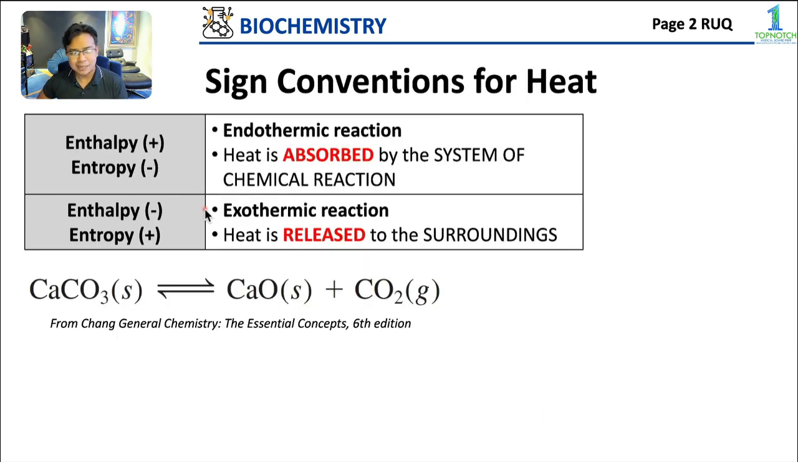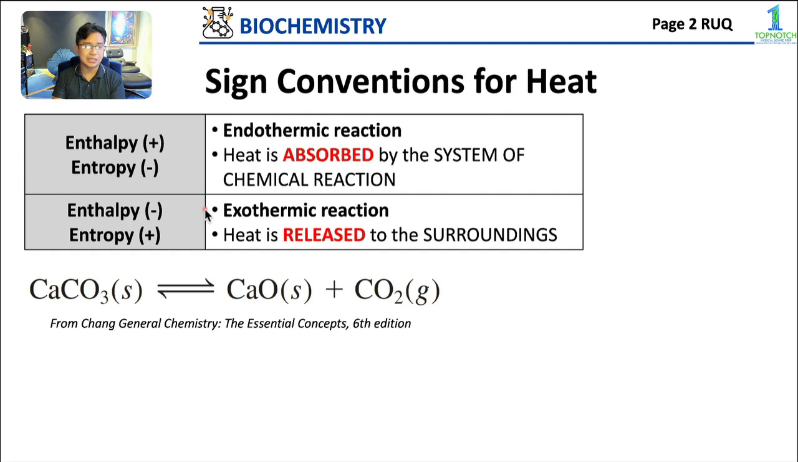Now, to understand better your heat transfer methods, you have to know the sign conventions. For an endothermic reaction, enthalpy is positive. Kasi you're trying to put it in the system. Enthalpy is positive. But entropy is negative because coming from the surroundings, ginagawa mo siyang compact in a single structure. Mas ordered siya in the process. So, entropy is negative in an endothermic reaction.